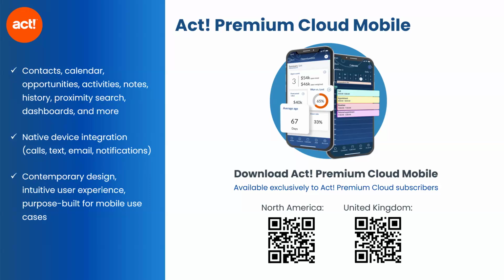You can access and edit contacts, calendars, opportunities, activity, notes, history, all the usual suspects very quickly, and also make calls, send texts or emails with one simple click. There are also some cool features like proximity search that locates customers or prospects in a geographic boundary on a map and lets you drill right into their records in a click. So if you're an Act Premium Cloud customer and you haven't downloaded the app yet, it's super easy. You can scan the QR code here on the slide or just visit our website for more info. All right, let's move along.